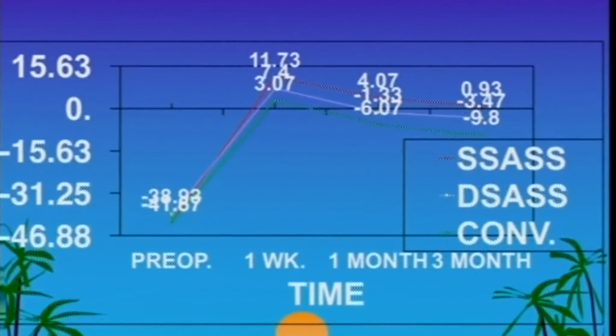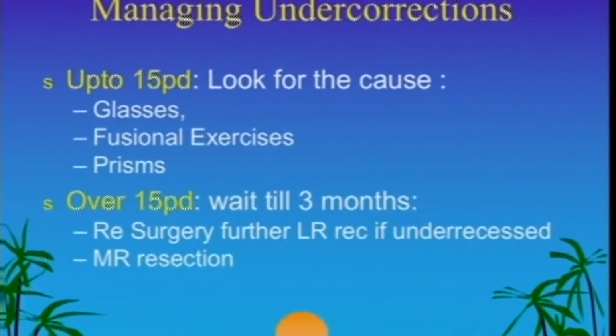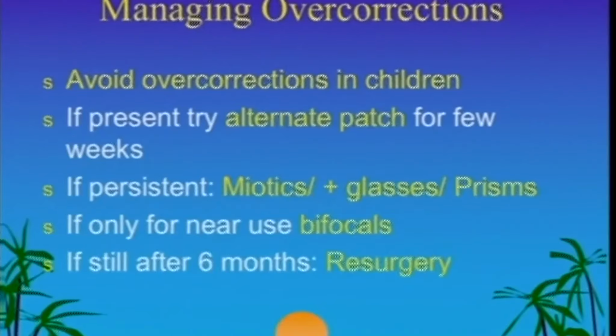Remember, overcorrection in older children or adults is required because there is a post-op exo drift. But in children less than 6 years, we always try to do an undercorrection, if at all, so that we do not have an esotropia and the problems of amblyopia. The risk factors of under and overcorrection should be kept in mind. If you have more than 15 prism diopters, then you will have to intervene after 3 months. And you can manage the overcorrections in children by seeing that they do not have a problem because of amblyopia.